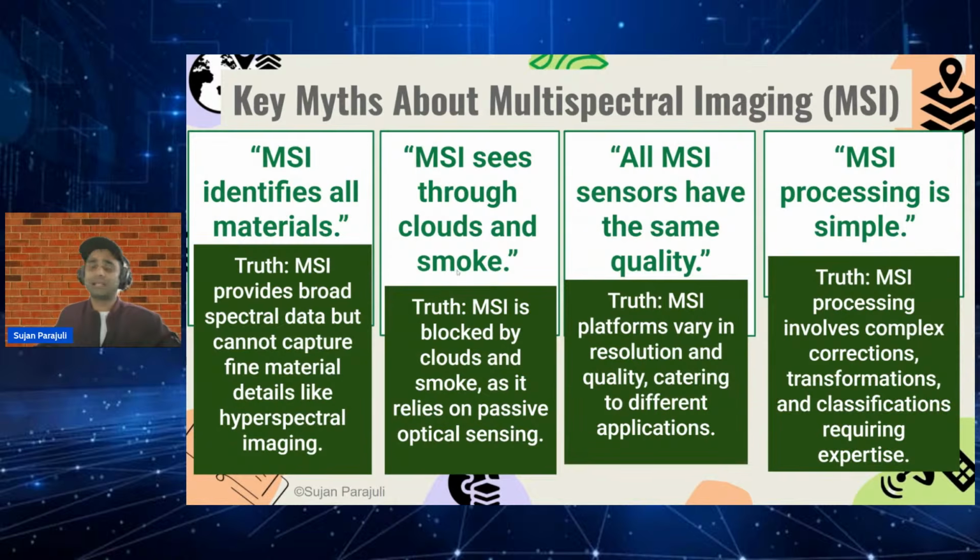And one thing, we have some myths about MSI. One is that it's able to identify all the features. That's not true. It provides spectral data, but unlike hyperspectral imagery, it's not able to extract a lot of information. Another is that it can see through cloud and smoke. That's not true. Cloud, smoke, and atmospheric noise are the biggest drawbacks. And that all sensors have the same quality is also not true. And that processing is simple, that's not true.